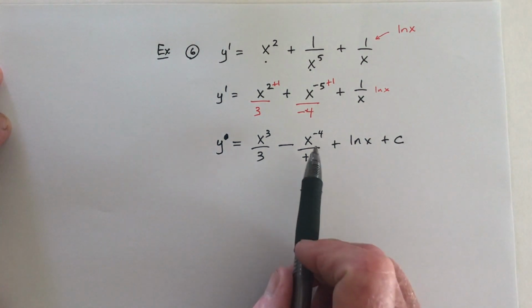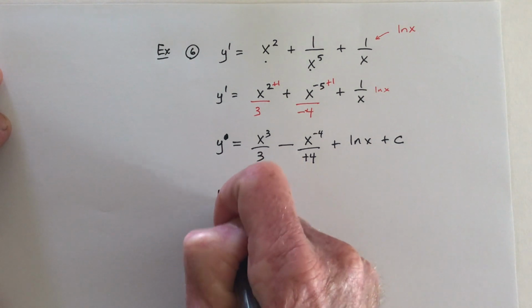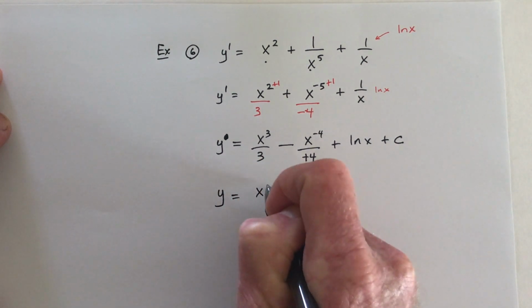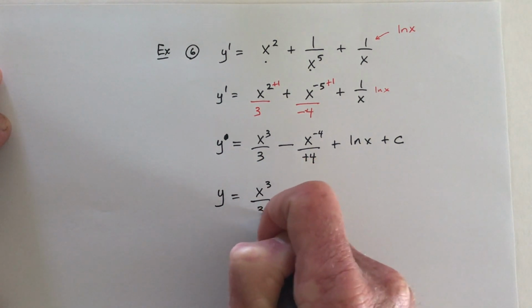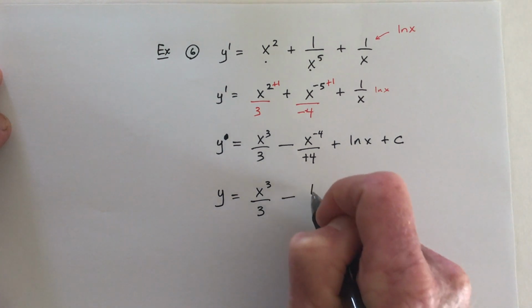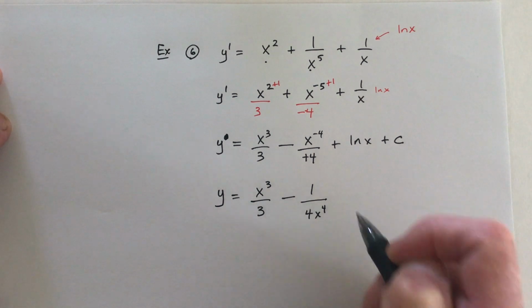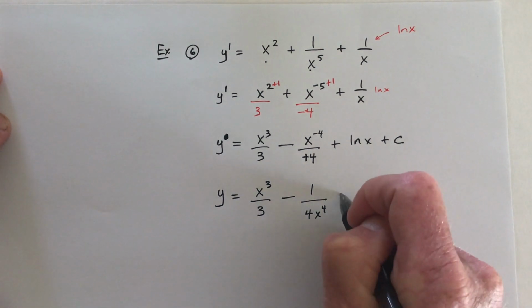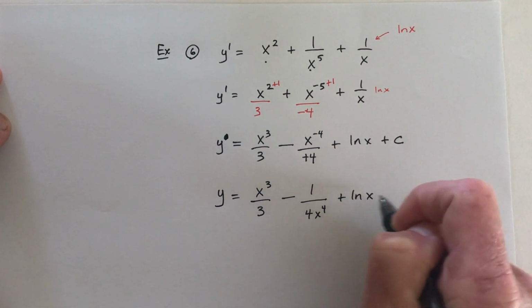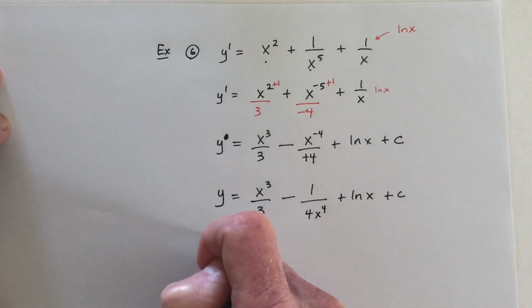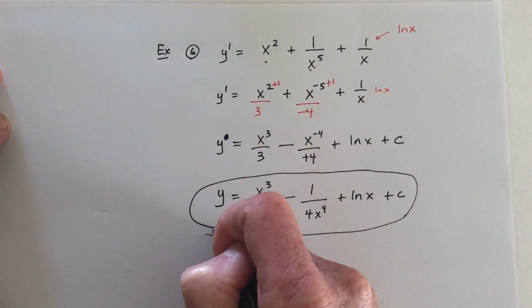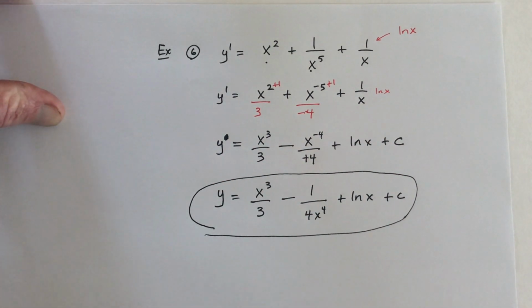And one last little thing is, I don't like to have negative exponents, so I'm just going to rewrite that middle one. So this one is fine. I'm going to rewrite this one as 1 over the 4 in the bottom and the x to the 4 in the bottom. And then just recopy the natural log of x and the plus c. And then wrap it up and send it off. It's ready to go.